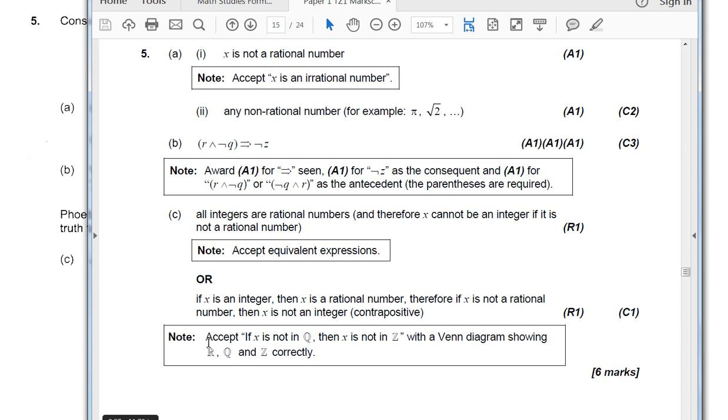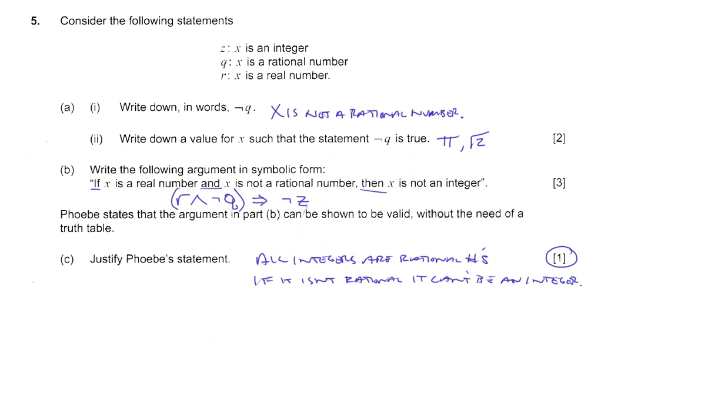But also, I thought this was interesting. Note, accept if x is not in Q, then x is not in Z, with a Venn diagram showing R, Q, and Z all correctly. So you can actually show that with a Venn diagram as well. Okay? All right. Moving on to number 6.